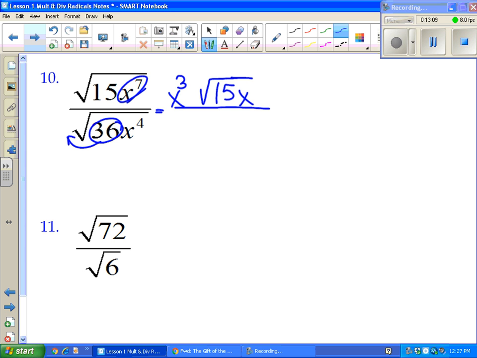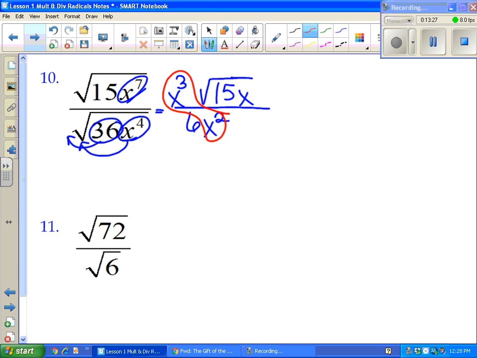36 actually is a perfect square. It comes out as a 6. And x to the 4th, dividing exponents by 2, for every 2 bring 1 out, I can bring out x to the 2nd. It looks like I've done everything I can except. Let's take a real close look at what I have. Specifically, let's look at the x's.